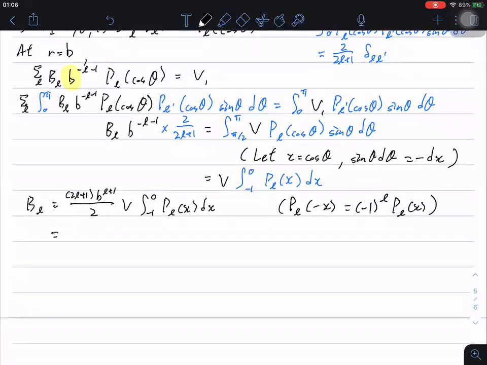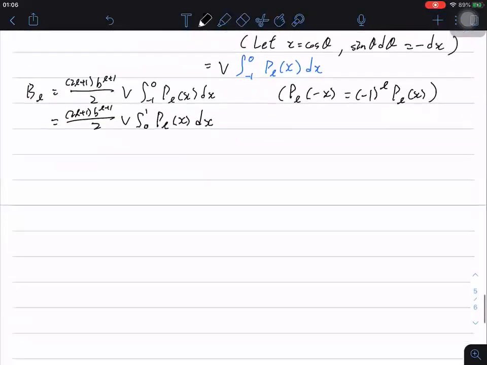So why do we do that? Because we can change the boundary of the integration from 0 to 1 to from minus 1 to 0 and 0 to 1. And we can consider different values of L. For L equals 0, this P0 is just 1, so the whole integration is just 1.